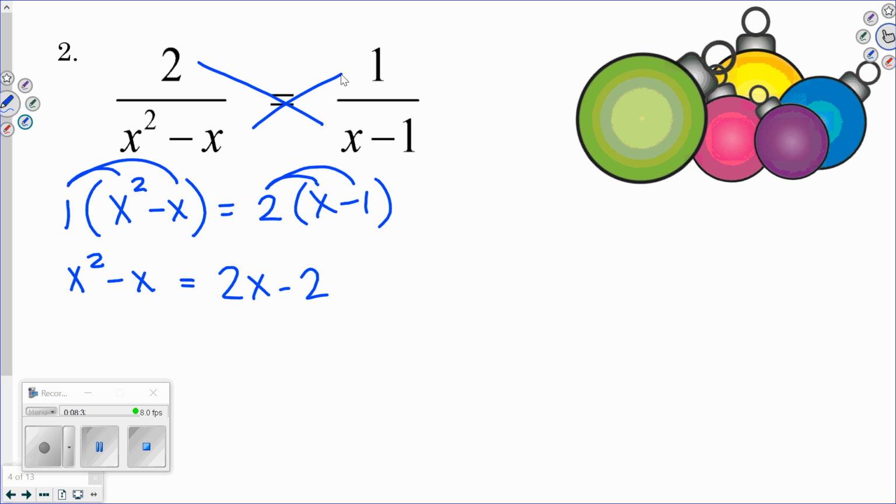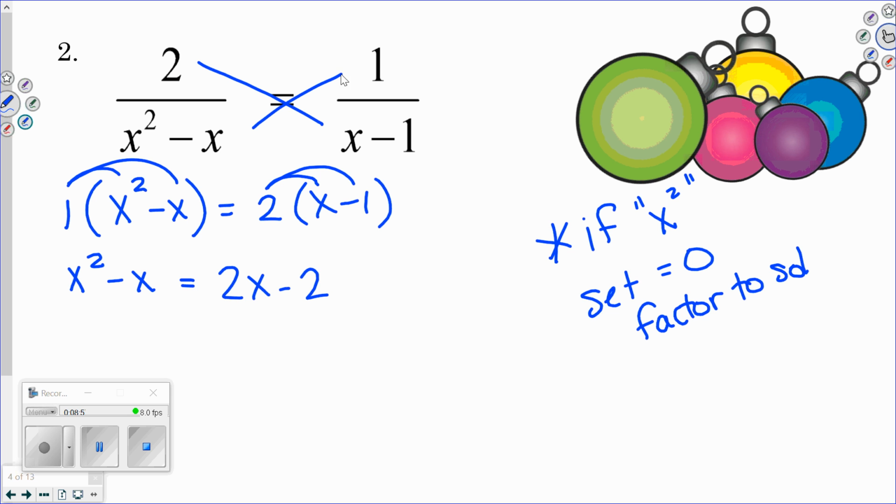I can't do that. But yeah, so rule of thumb, guys, make a note to yourself if you need to. If you have an x squared, not on your red paper, you can put it in your notes. So if x squared, set equal to 0 and factor to solve. And again, you'll see a couple of these. It should come back to you. We've done this time and time again. So I'm going to set this equal to 0.